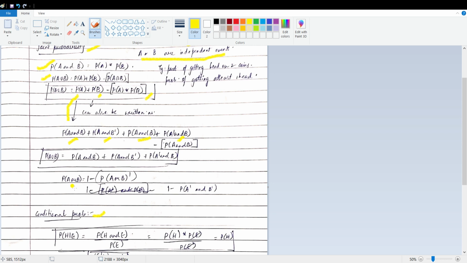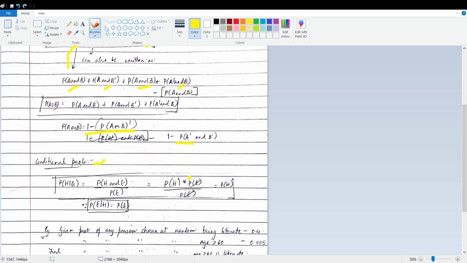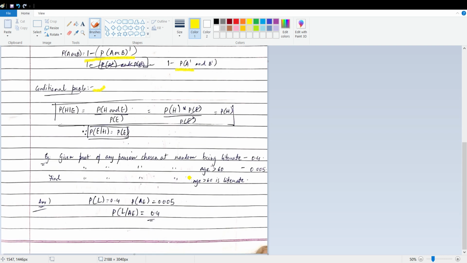Similarly, we have P of A or B. Now how can we write this in terms of conditional probabilities? We just take the complement of P of A or B, and then you end up getting this. Anyway, this is not really that important. So let us head on to our conditional probabilities.